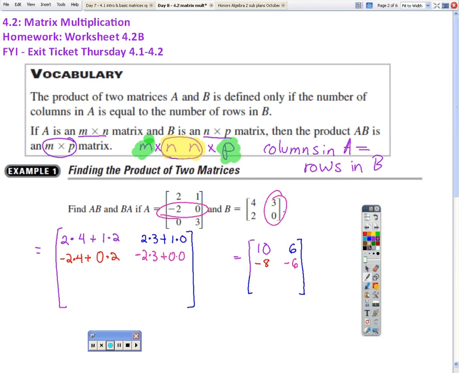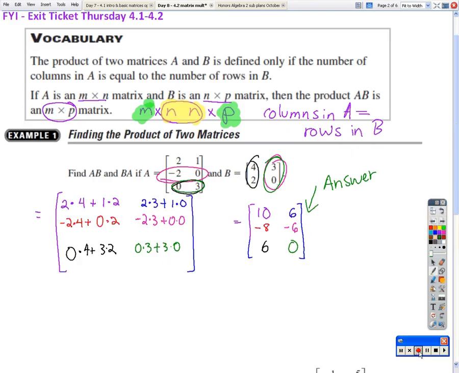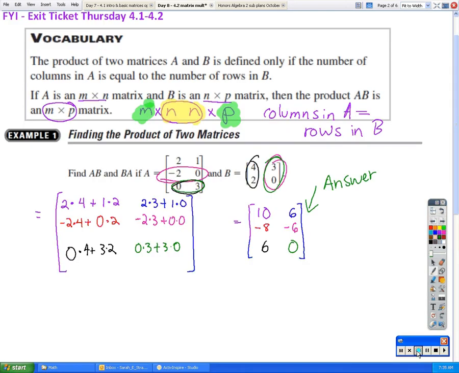And then we're going to do the third row and the first column: 0 times 4 plus 3 times 2 is 6. And now the last row with the last column is going to be 0 times 3 plus 3 times 0, which is 0. And here is my answer. Okay, so what we just did there was A times B.